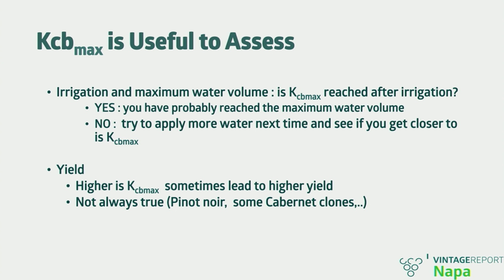It's also useful to assess the efficiency of your irrigation. A good irrigation should bring the plant back to its maximal level of water use, the maximal level of water use being indicated by how much water is flowing through the plant. If you don't reach that flow of water into the plant following an irrigation, it's probably that your irrigation wasn't as efficient as it could be.